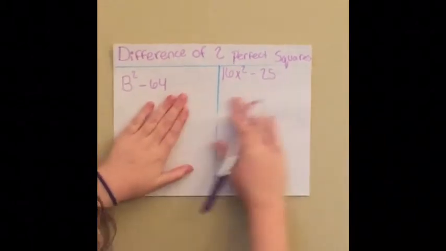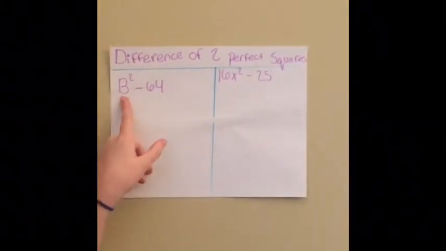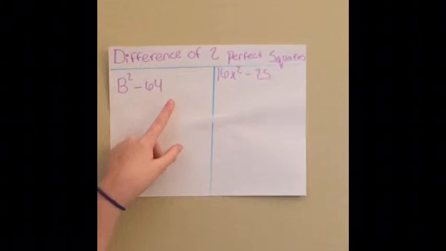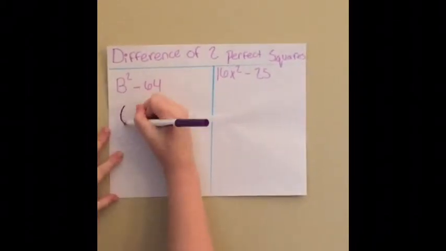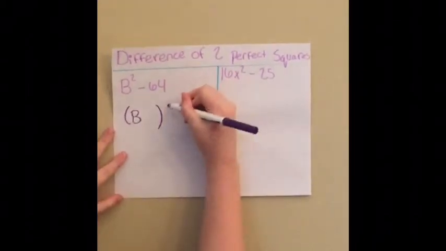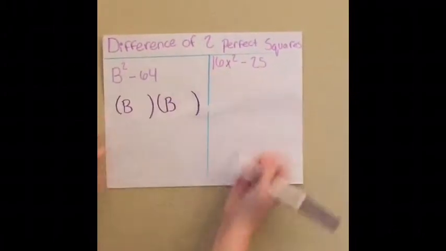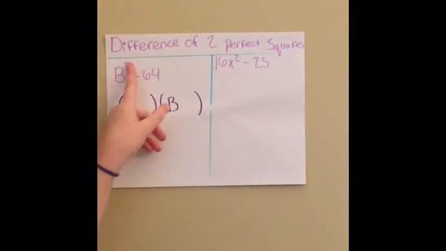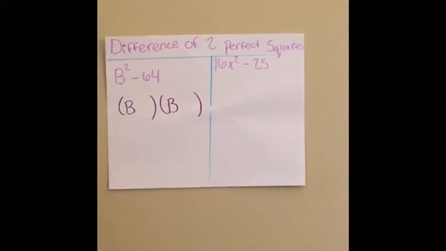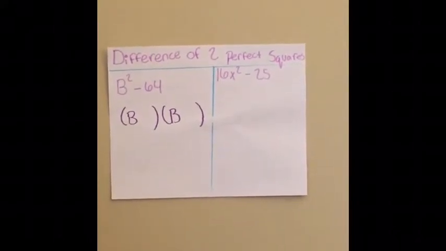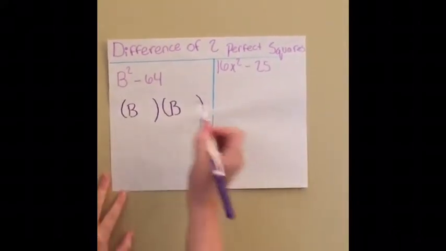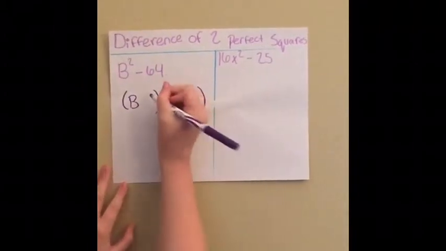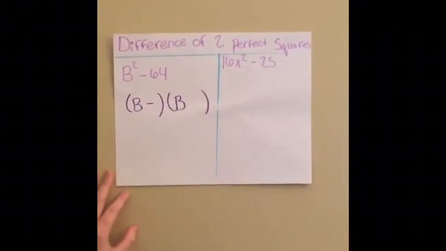So next, we will be doing difference of 2 perfect squares. So b squared minus 64. b squared is b, and then you're going to do another one, b, because when you multiply these, you'll get b squared. So for 64, we have to find the perfect square, the square root.